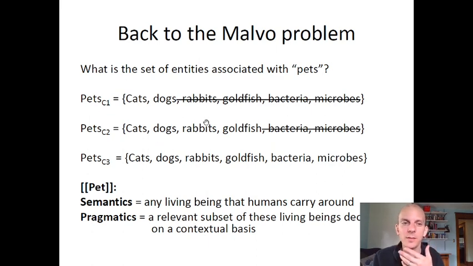So in the case of this Malvo problem with the lady at the front desk, when she said pets, well, she actually just meant cats and dogs. She didn't mean all this other stuff. Let's take a look quickly at a couple more examples of how this context-dependent meaning makes a difference.